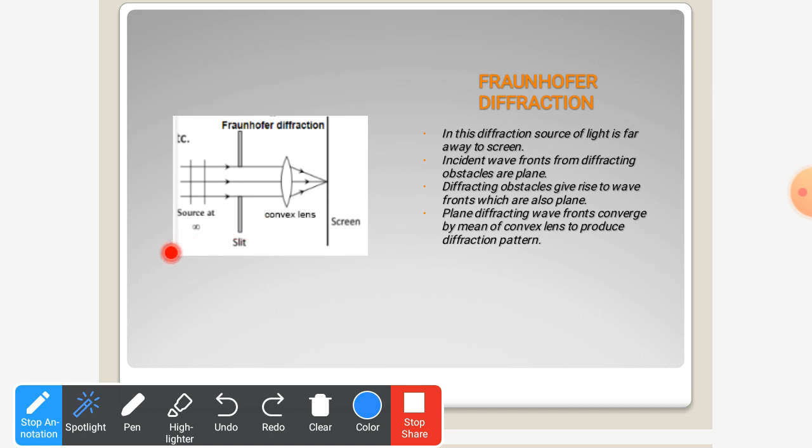Then plane diffracted wave fronts converge by means of a convex lens. We use a convex lens to converge the wave fronts to produce the diffraction pattern. After the convex lens, you can see the diffraction pattern. There are spherical wave fronts. So this is Fraunhofer diffraction.